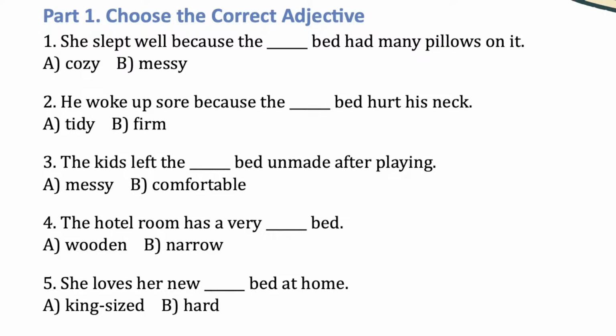Messy bed. 4, the hotel room has a very narrow bed. That is a cheap hotel. That is an inexpensive hotel. 5, she loves her new king-sized bed at home. King-sized bed.